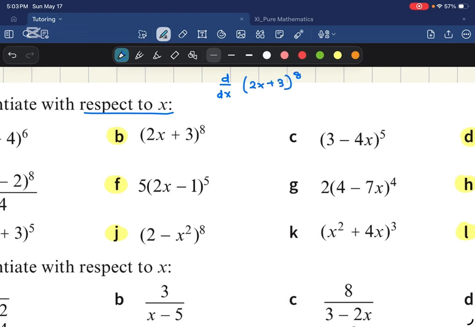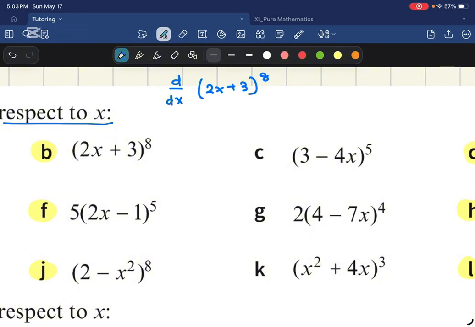the power 8. So now, how do you start this? Well, you use the same rule that I gave you, right? d by dx of x to the power n is n x to the power n minus 1. So you're going to use this rule again. If you differentiate this, you're going to get 8 (2x plus 3). So 8 comes to the front, you have 2x plus 3, and then 8 minus 1 is 7.